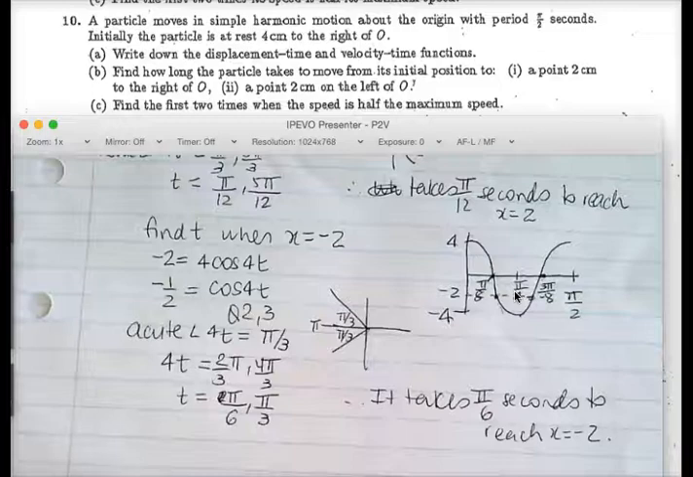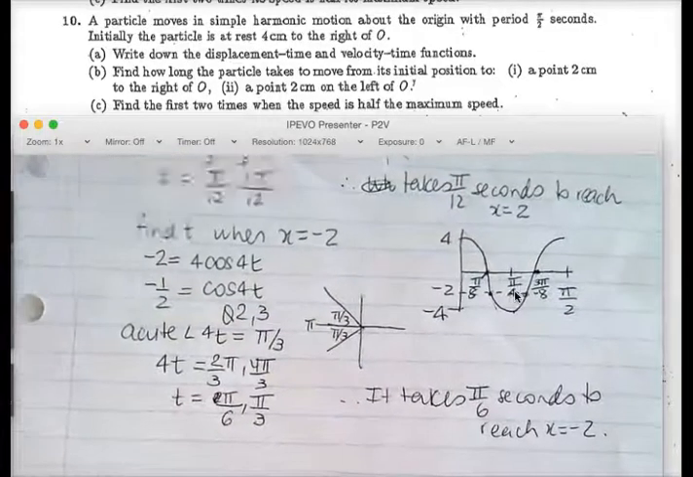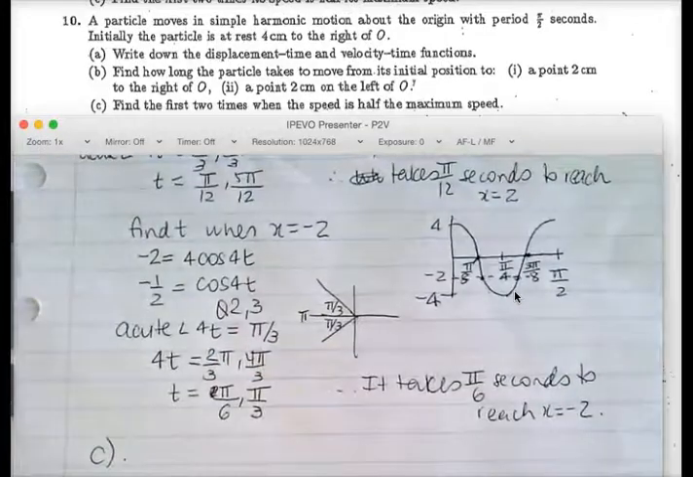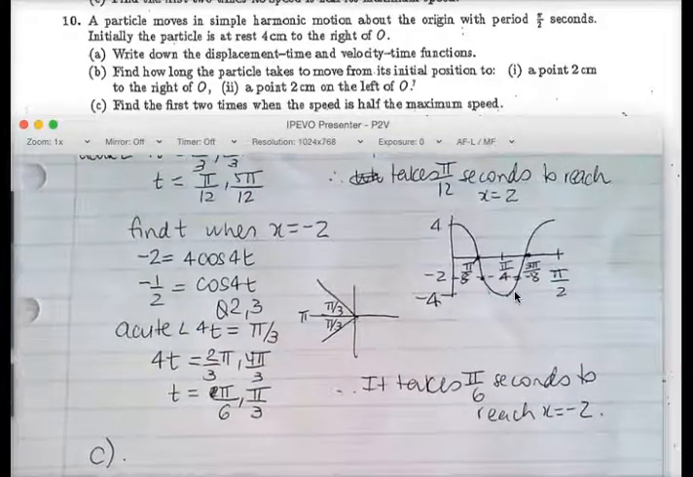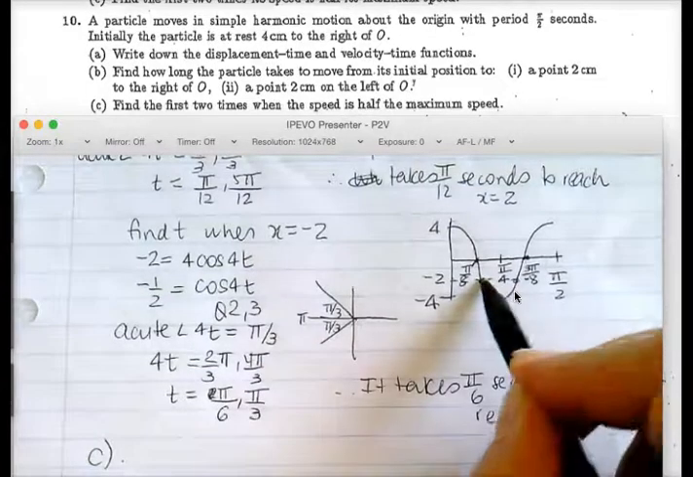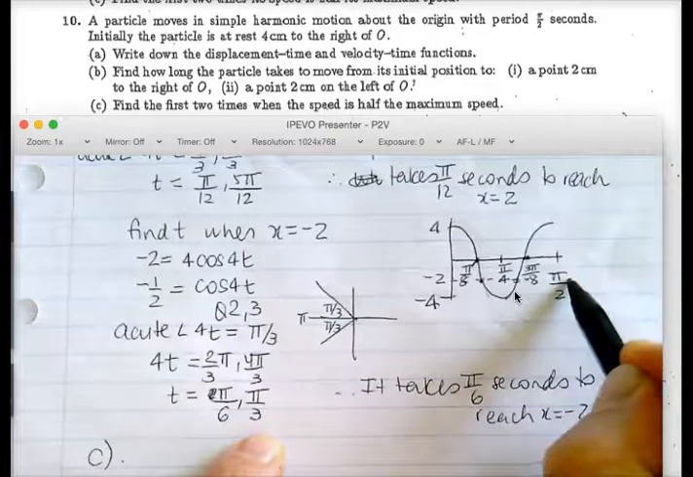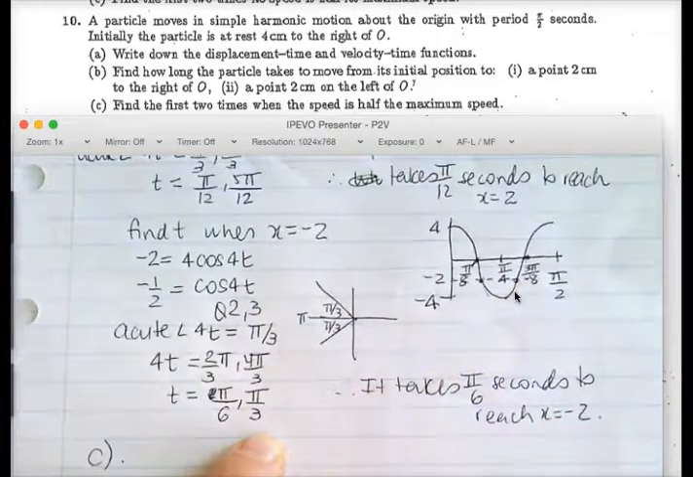2 metres to the left. And the next question, are we okay? Is that because it's first? Yes, it's the first one. And that would be the other one. That's pi on 3 there. See, if that's pi on 4 and that's pi on 2, that's pi on 3 there. So it's always the first.